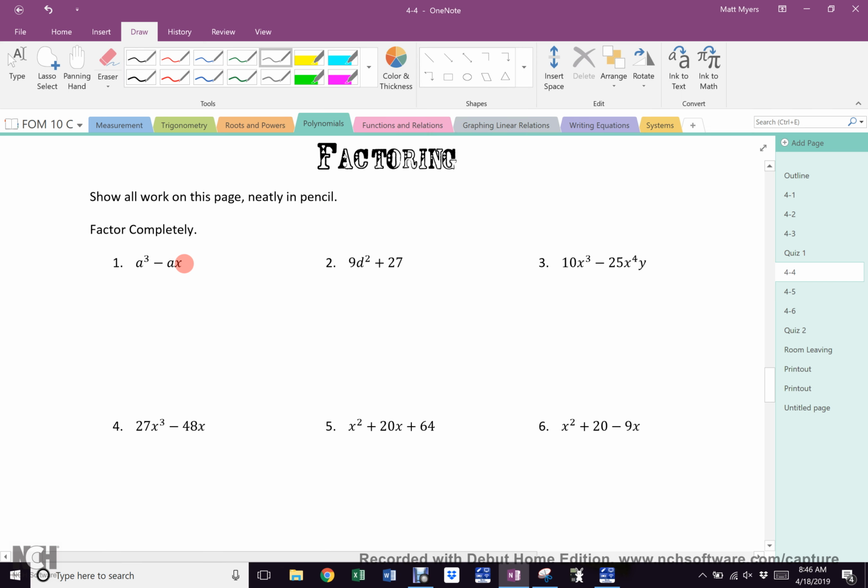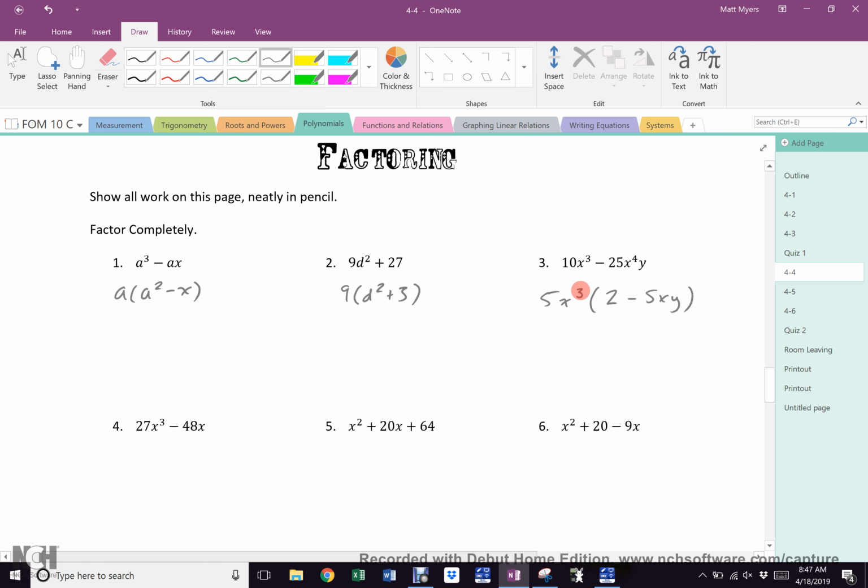What's coming out of the first one? A. And what's inside the brackets? Done. What's coming out of the second one? 9. What stayed in the brackets? Plus 3. Oh, look at how smart you guys are. What's coming out of 3? 5x cubed. And what's staying in there? 2 minus 5xy.